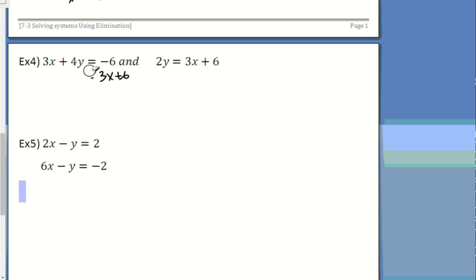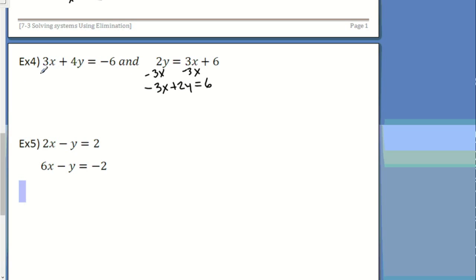So that's not a good idea. So that's what I was talking about earlier. You need to make sure everything looks the same. So I want my x's first, then my y's, then my numbers. So I need to bring this 3x over. So I'm going to subtract 3x from both sides or add a negative 3x to both sides, okay? So I end up with negative 3x plus 2y equals 6. Now that's good because now watch. That's positive 3x, that's negative 3x.